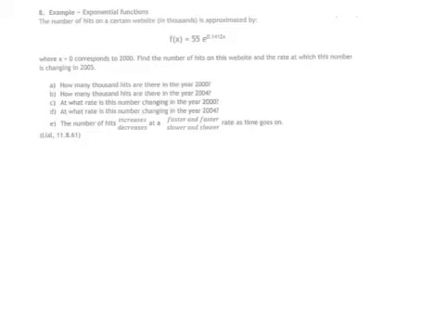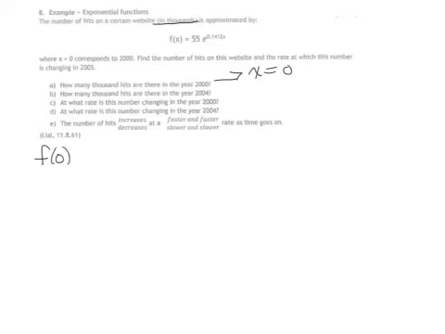Okay, so let's have a look. We know that the website hits is in thousands. That's good information. We're looking at the function and we see that we have an e, or Euler's number, exponential function. And the first question, A, asks us how many thousand hits are there in the year 2000. Okay, so for the year 2000, we know that x equals 0. So how many thousand hits? We're going to simply substitute 0 into this equation and solve for f of 0.